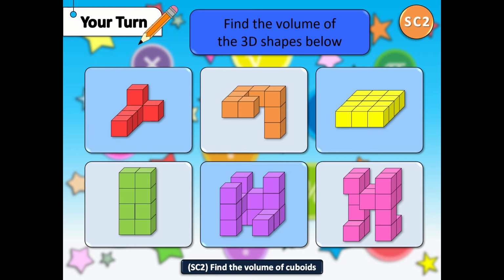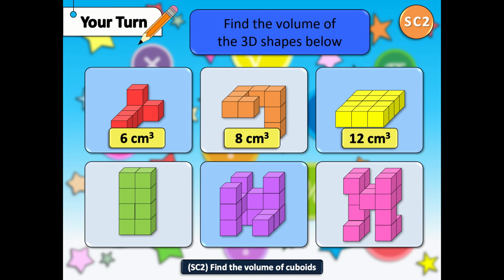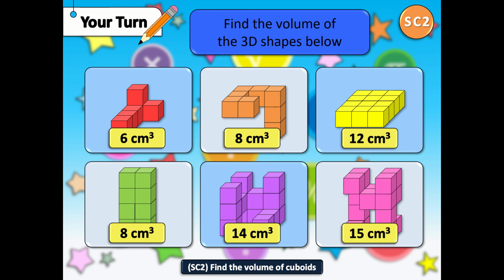Here are your answers. So the first one is made up of 6 cubes, so that's 6 centimeters cubed. The orange one is 8 centimeters cubed. The yellow one is 12 centimeters cubed. The green one is 8 centimeters cubed. Purple is 14 centimeters cubed. And pink is 15 centimeters cubed.